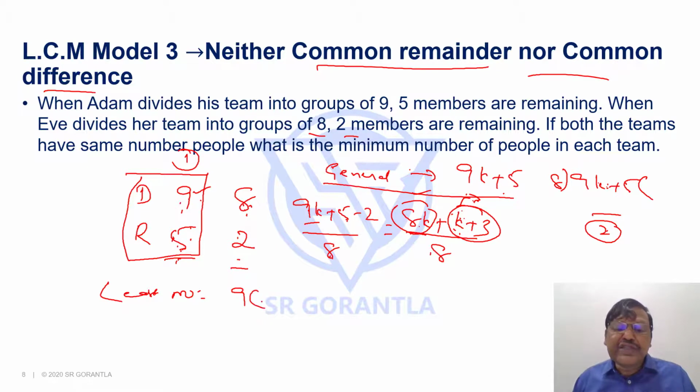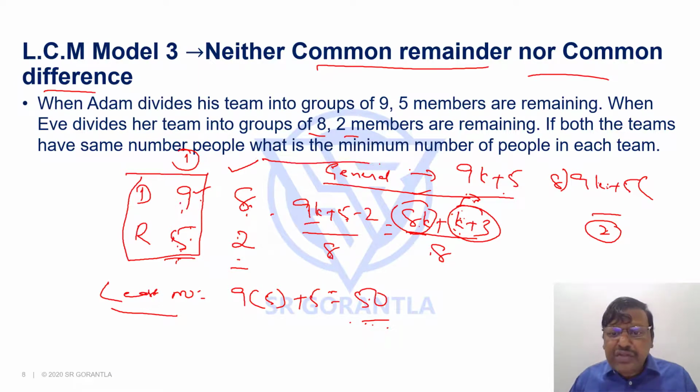If the minimum value of k is 5, the least number that satisfies the condition is 9 into 5, which is 45, plus 5, that is 50. You can check. 9 fives are 45, remainder is 5. 8 sixes are 48, remainder is 2. Does it satisfy or not? Yes. So the least number that satisfies these two conditions is 50. The question also asks for the minimum number of people in each team, so my answer is 50. However, one extra point here.